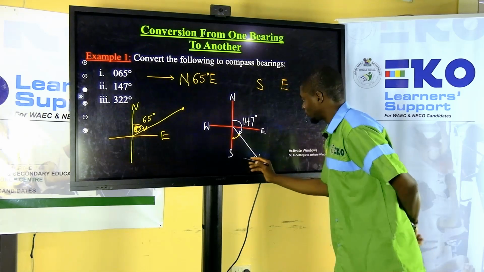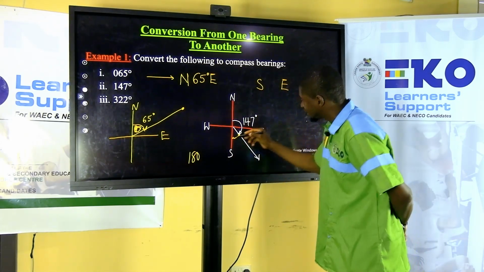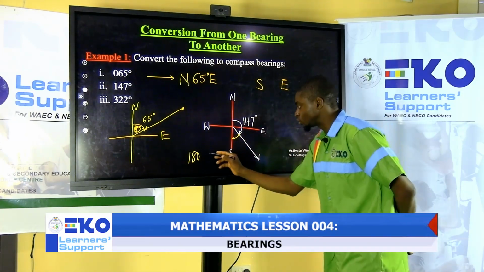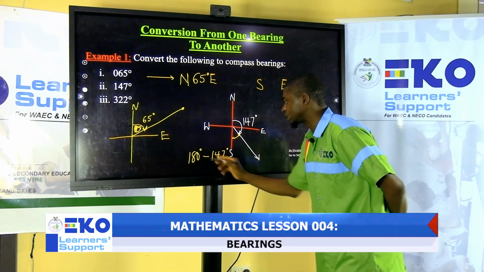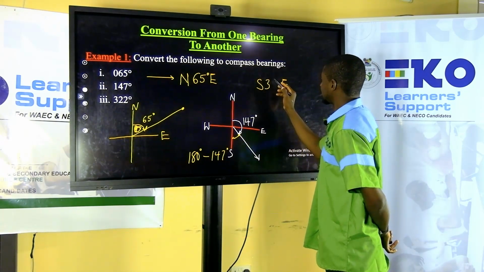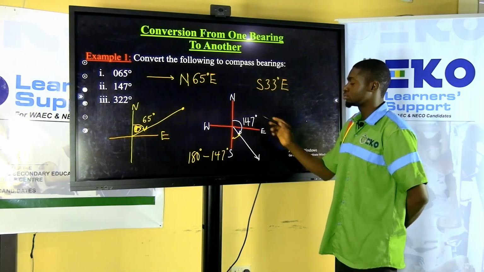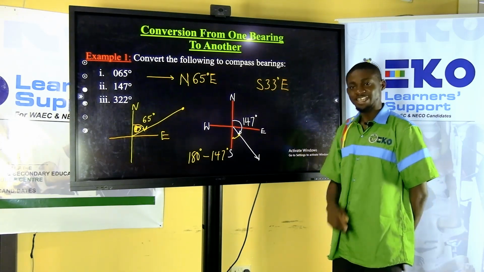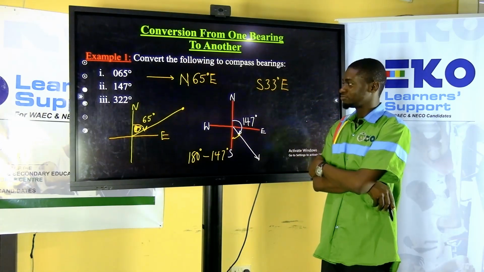Remove 147 from 180. You know, if it had completed this, it would be 180, but it didn't complete it, it stopped at 147. So remove 147 from 180, whatever angle is left. That is 33. That means it is 33 degrees southeast. 33 degrees southeast. Isn't that fantastic? Good. So try the last one.